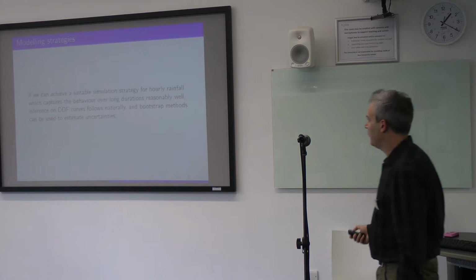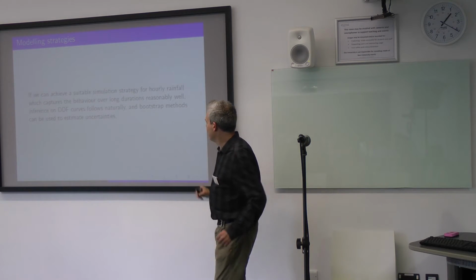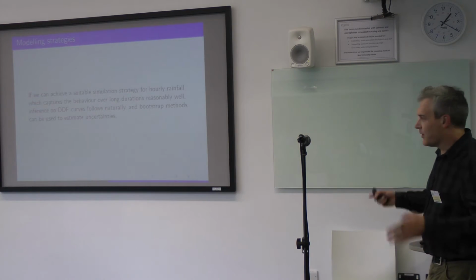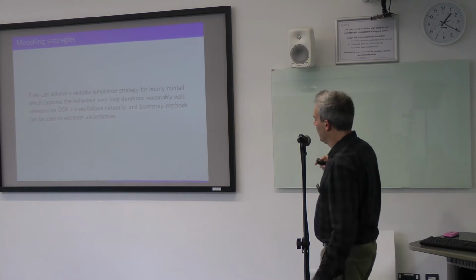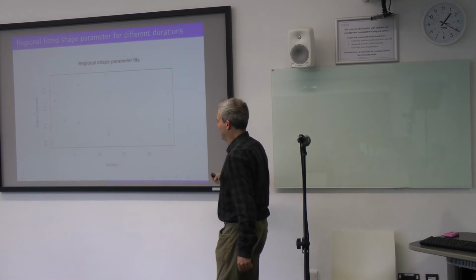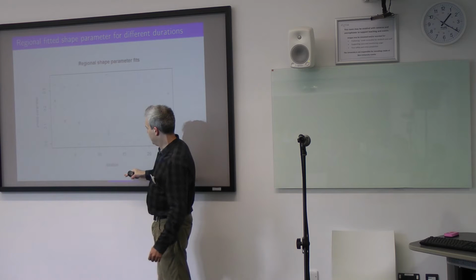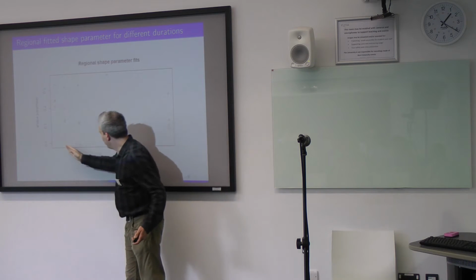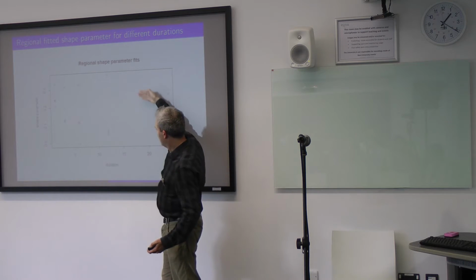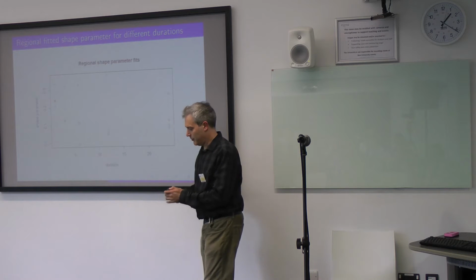Okay, so if we could achieve a suitable simulation strategy for hourly rainfall, which captures the behaviour of long durations reasonably well, then potentially we can use the same ideas. Okay, just very quickly, I wasn't quite sure what to show you. So these are regional fits of shape parameters when we fit to different durations, finding really what other authors have suggested, but we don't really see much of a change. Positive shape parameters, but not really systematically changing with duration.